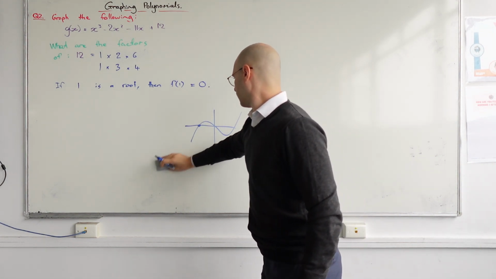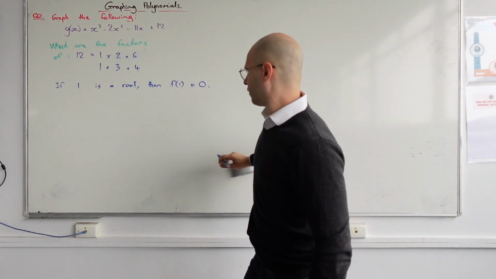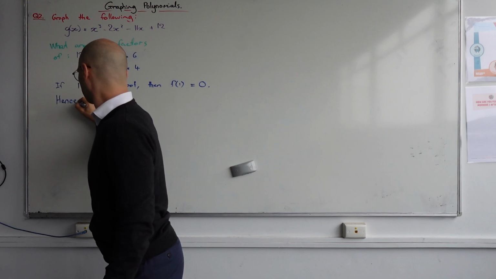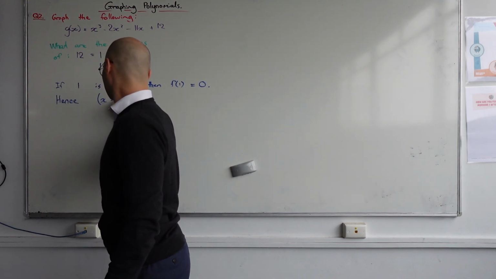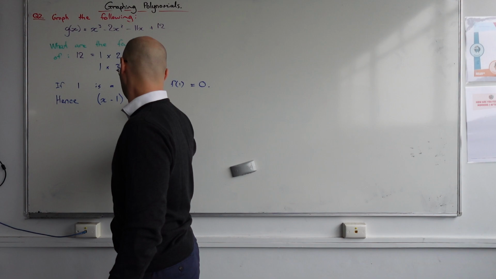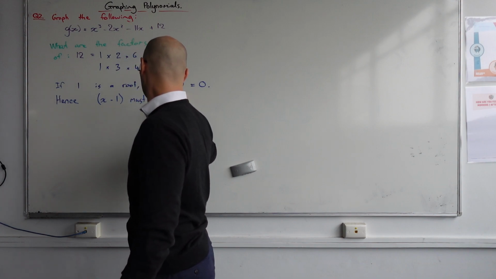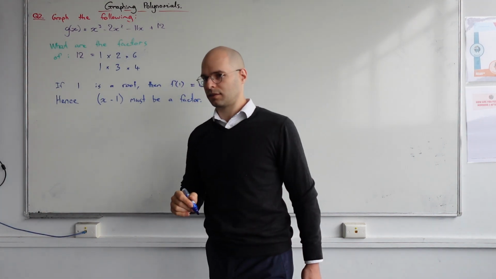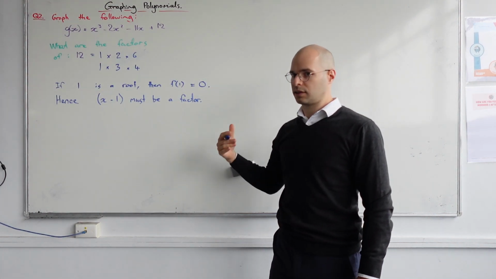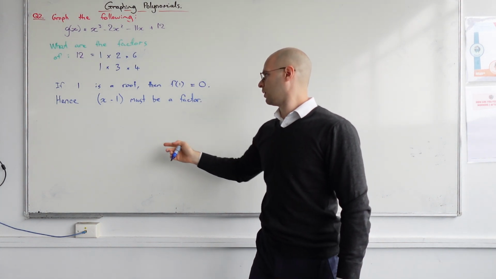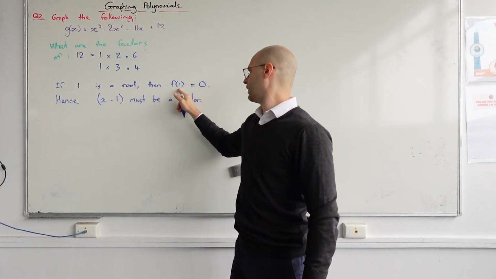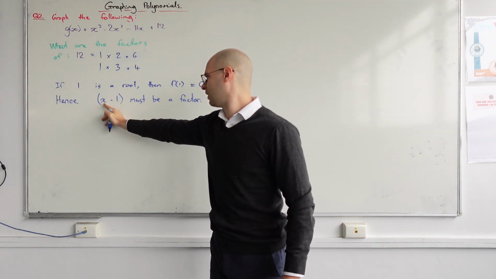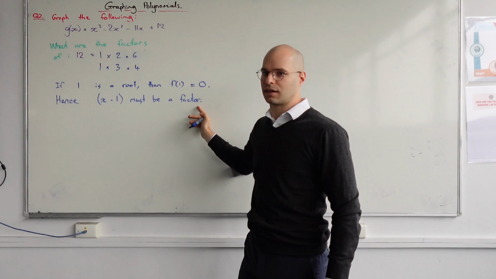Now, if 1 is a root, hence x take 1 must be a factor. Does that make sense? Yep. So this is the factor theorem. If 1 happens to be a root, then f of 1 would be 0, and if that's the case, then hence x take 1 must be a factor.